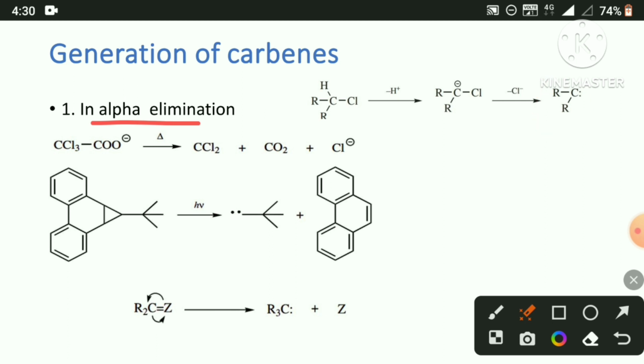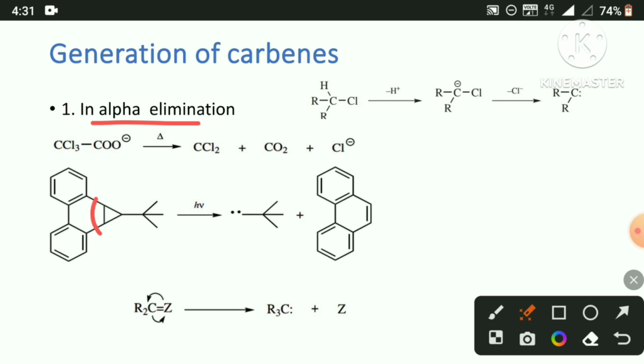Another way: trichloroacetaldehyde undergoes decarboxylation on heating, eliminating carbon dioxide and Cl minus and producing dichlorocarbene, which is an electrophile. Dichlorocarbene is a good electrophile in the Reimer-Tiemann reaction.